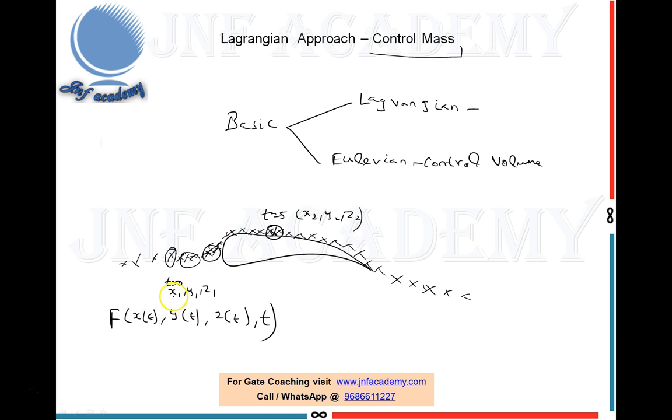So x will also change. Initially x was x1 when time is equal to 0. And then when time is equal to 5, x is equal to x2, y is equal to y2, z is equal to z2. So x, y, z is also a function of time. And also there is one more extra time. You all know what this function is.